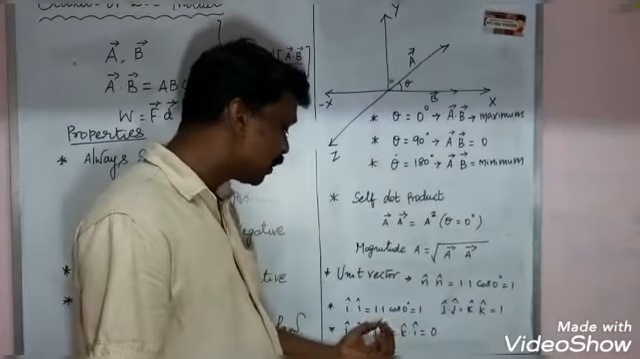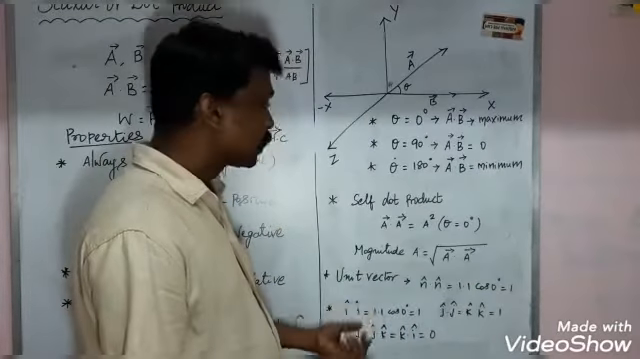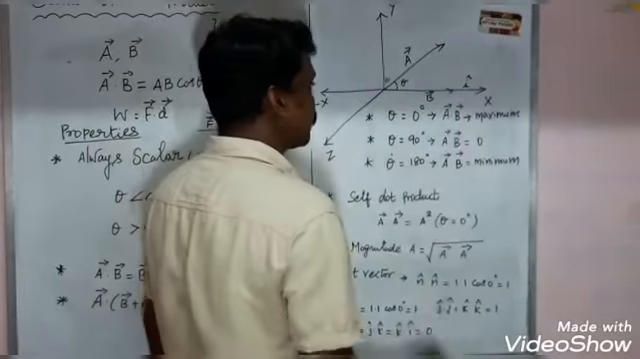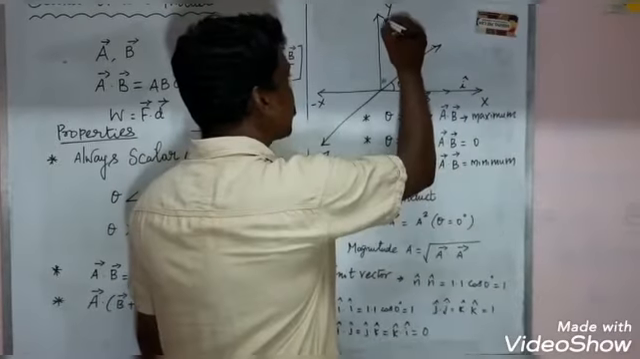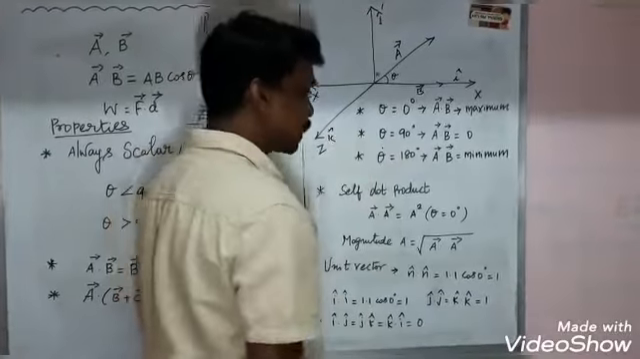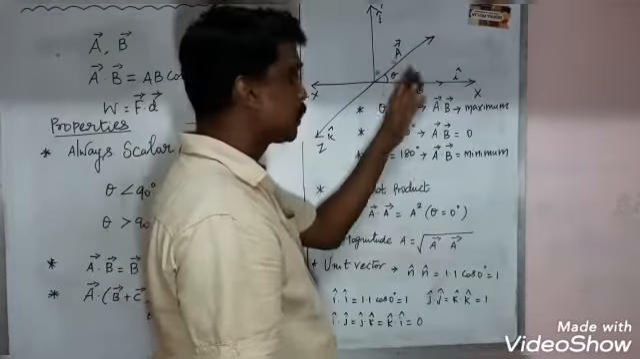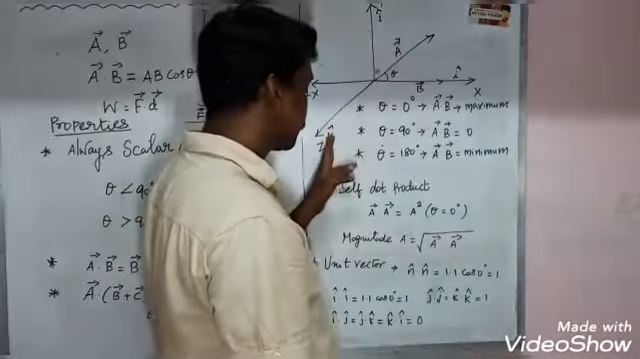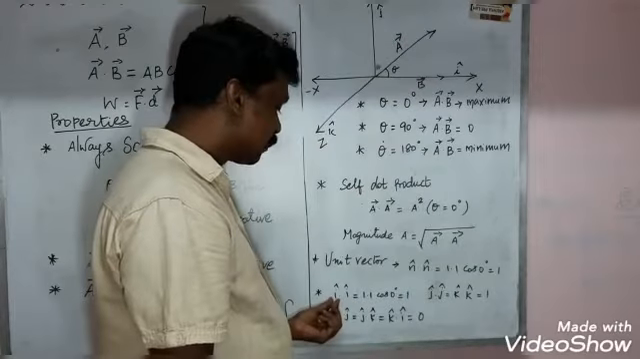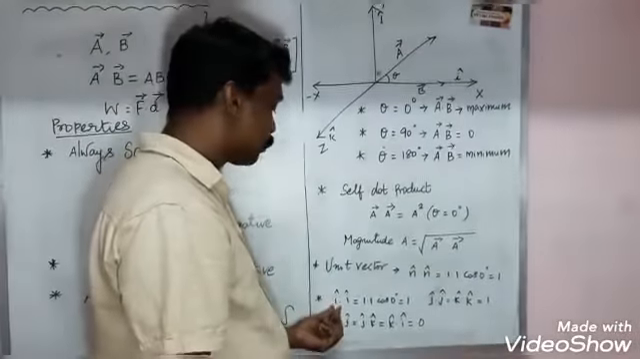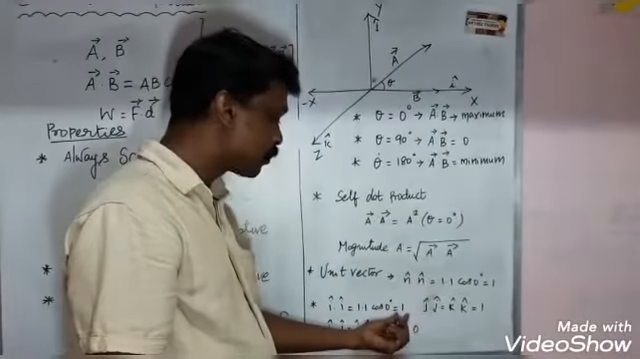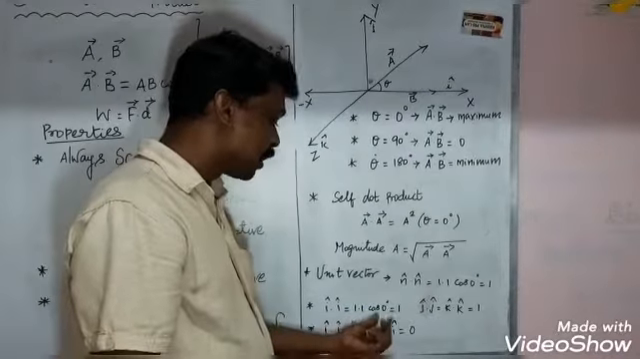In the same way, if you are taking the unit vectors, i cap along the x-axis, j cap along the y-axis, and k cap along the z-axis. So these are all unit vectors acting along the x-axis, y-axis, and z-axis. Suppose you are taking the self dot product for the unit vectors, what are we getting? We are getting 1 only. In the same way we have to apply the dot product.